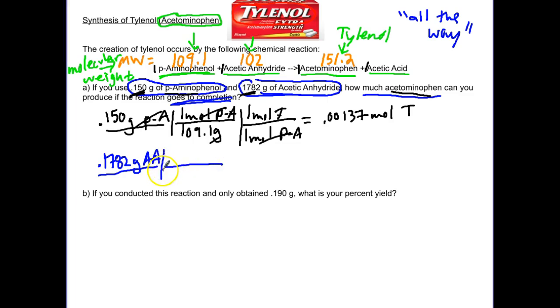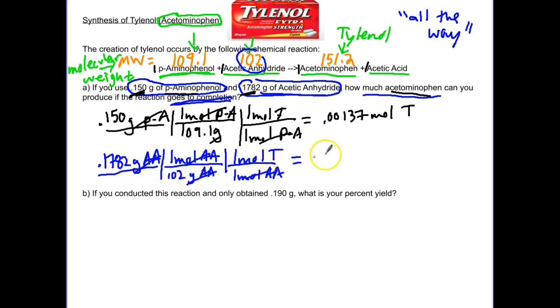So, same thing. I have to figure out how many moles of product I could make. Now I'm using this compound, so I'm going to use 102 grams of acetic anhydride for 1 mole. And for 1 mole of acetic anhydride from the mole ratio, I'm still going to get 1 mole of Tylenol. This is all review. What we've done so far is not new. This is material that we've covered already with limiting reactants.